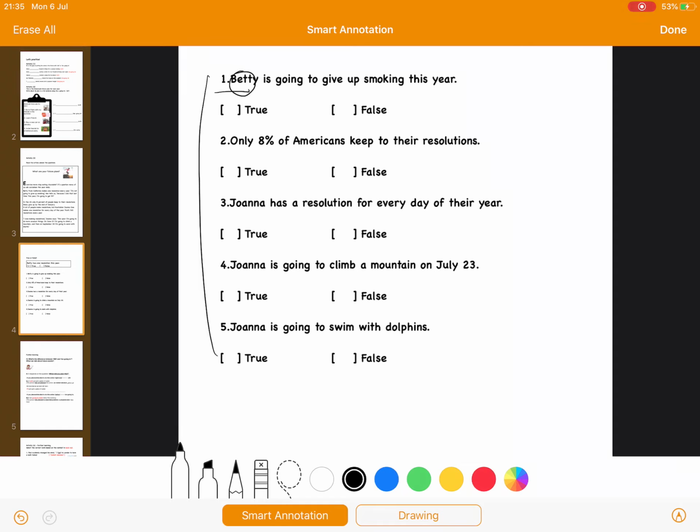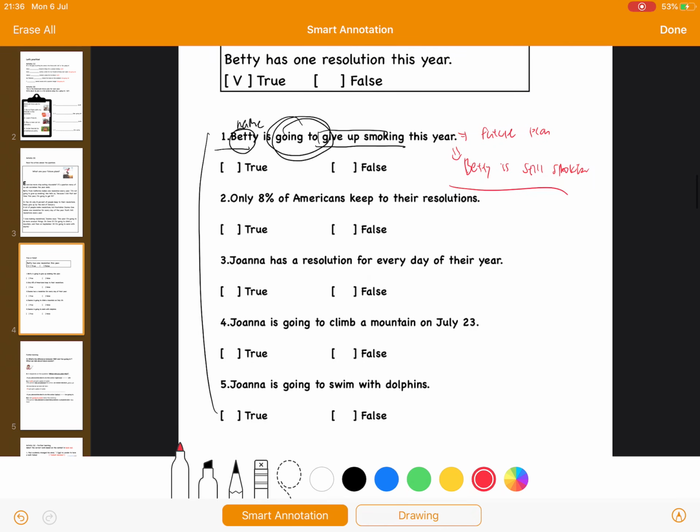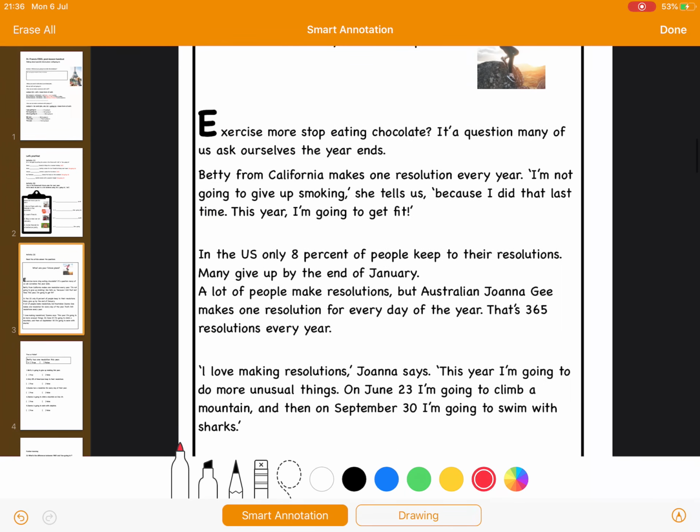Betty, so this is the person's name, right? Betty is going to give up smoking this year. So going to give up, it means it's a future plan. And plus, Betty is still smoking. Betty still smokes. So let's find Betty here. Okay, no Betty here. Betty, okay, here. Now let's just focus on this paragraph.